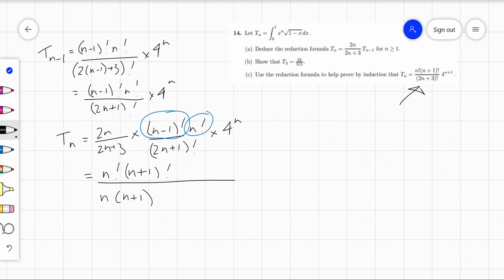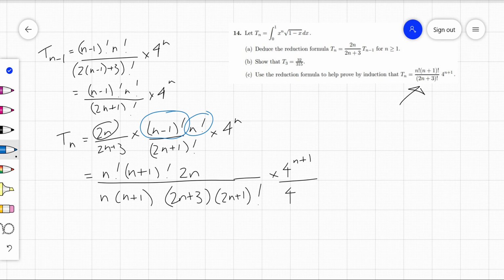If I just rewrite the rest for a second, I've still got that 2n from out the front, and I've got a 2n plus 3 at the bottom, and I've also got that 2n plus 1 factorial. I also want another 4 up there, so I'm going to divide by a 4 down here. Now you can see some of this stuff cancels nicely. That n cancels, this 2 cancels with that and becomes a 2. So now I've got what I want on the top: the n factorial, the n plus 1 factorial, and the 4 to the n plus 1 there. I really just need 2n plus 3 factorial on the bottom.